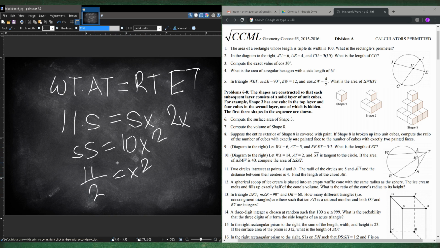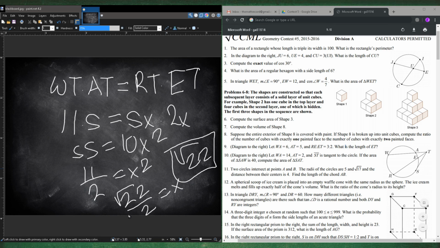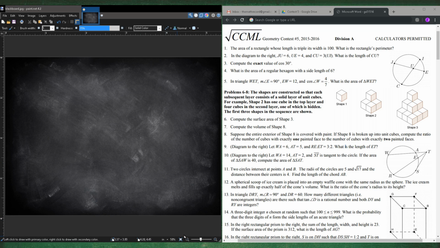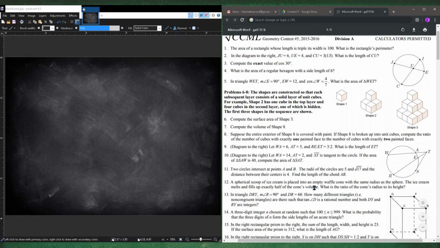So you have x squared equal to 11 over 2, so this one will be square root 22 all over 2 is equal to x. So what is ET? ET is just 2x. So multiply this by 2, and you get an answer of square root 22. Basically, just that simple. You just need to know your inscribed angle and lines properties.